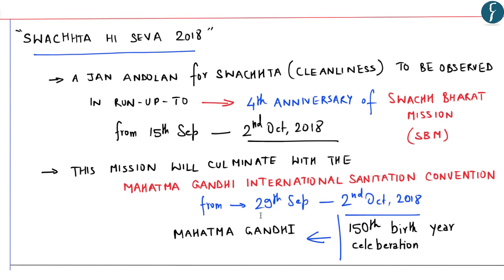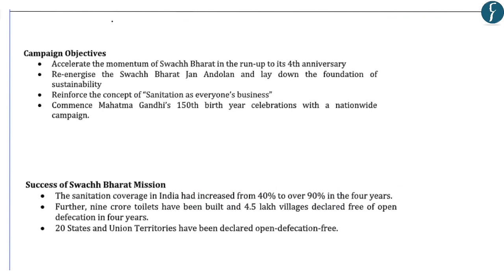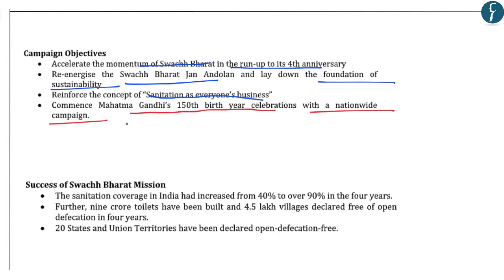In this aspect, let us also look into the objectives of the campaign. One of the objectives of the campaign is to accelerate the momentum of Swachh Bharat in the run-up to its 4th anniversary. Further, to re-energize Swachh Bharat Jan Andolan and also lay down the foundation of sustainability. The next objective is to reinforce the concept of sanitation as everyone's business. And this the government aims to commence with Mahatma Gandhi's 150th birth year celebration with a nationwide campaign on Swachh Bharat Mission. And in this aspect, it also talks about the success of Swachh Bharat Mission.